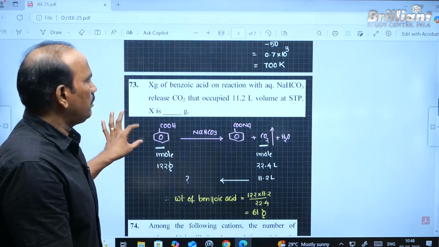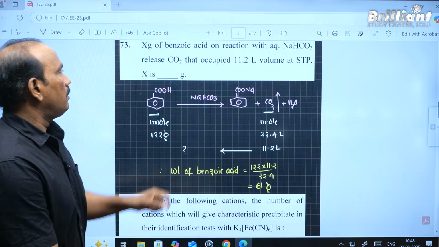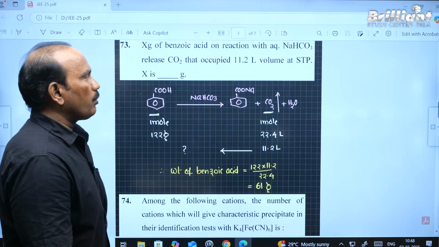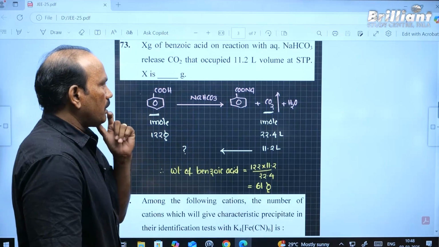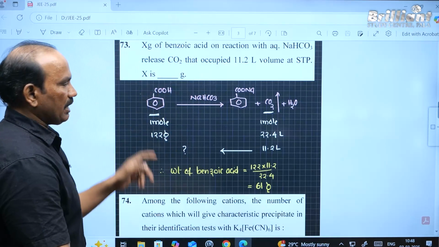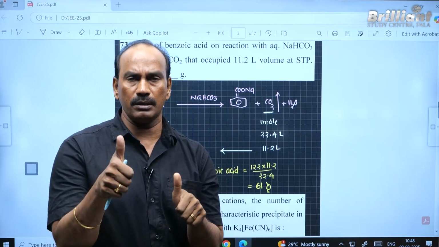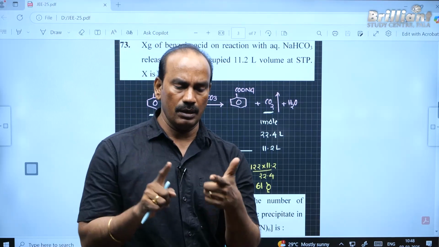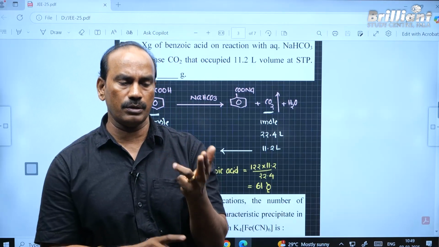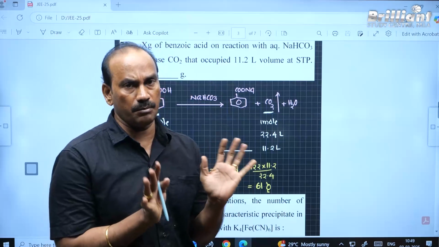Next one. Simplest question. Here, x grams of benzoic acid reacts with aqueous sodium bicarbonate and releases CO2 gas that occupies 11.2 liter volume at STP. What is the x? This kind of basic question is very simple. First step is the equation. Second step is marking. Third step is what is the standard moles. Then the fourth is what is the given moles. Fifth is the answer. For any basic concept questions.